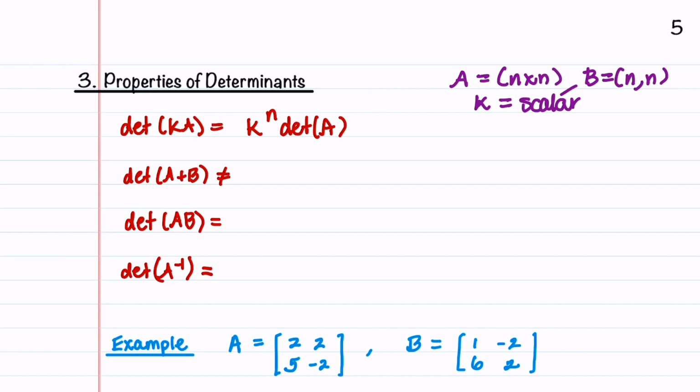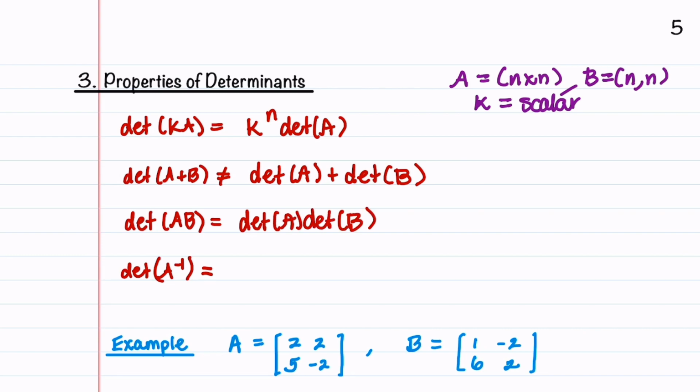So determinant A plus B is not equal to the determinant of A plus the determinant of B. To compute the determinant of A plus B, you first have to add the two matrices, A and B, and then take the determinant. The next one is determinant A times B. Now this one, you can pull them apart. So this is equal to the determinant of A times the determinant of B. And our last one is our determinant of A inverse. This is equal to 1 divided by the determinant of A.